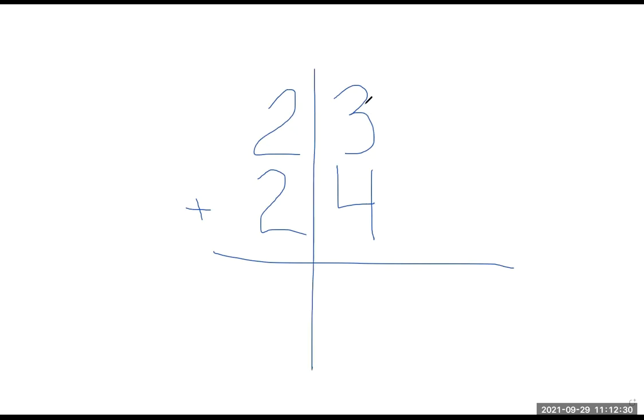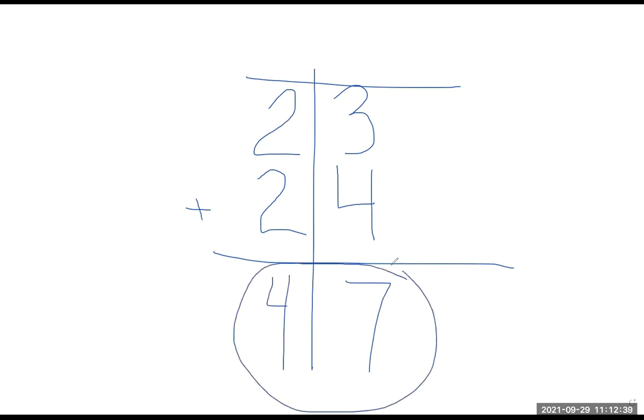Watch. How many baby ones? 3 plus 4 is 7. How many tall tens? 2 plus 2 is 4. What's my final answer, Johnny? 47. That's right. We did our big tall tens and our baby ones. Very good. So that is something that we're headed toward.